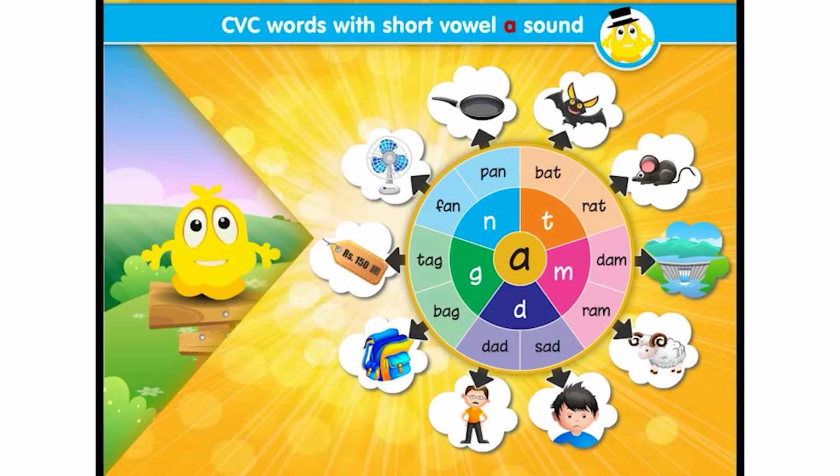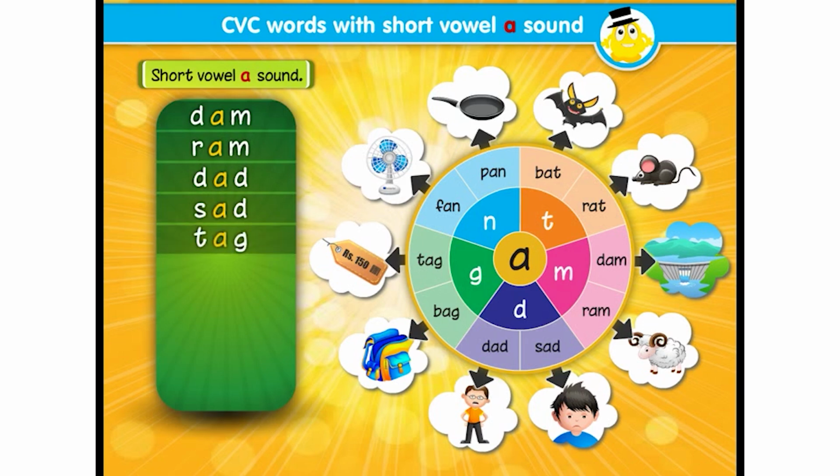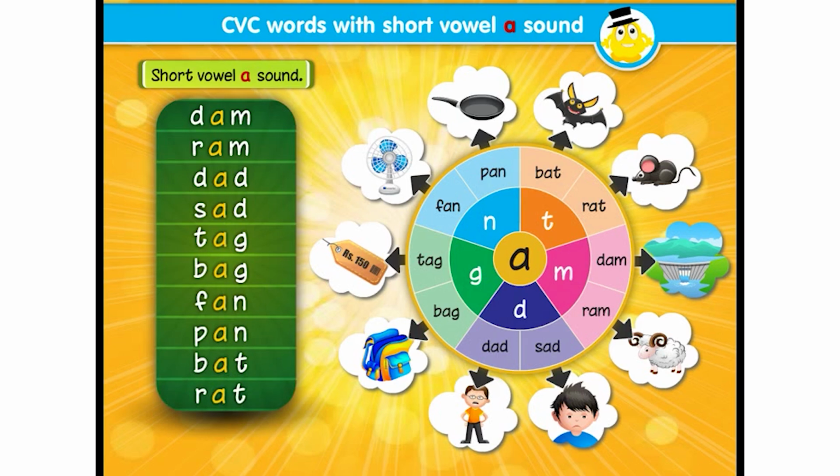I have learned that if a vowel is pronounced a little faster, then it is called a short vowel sound. Let's repeat words with short vowel A sound. Dam, ram, dad, sad, tag, bag, fan, pan, bat, rat.